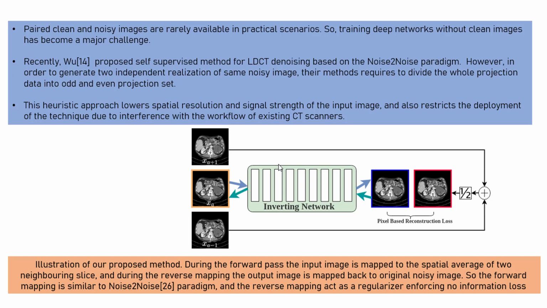In this study, we have proposed a self-supervised method for low-dose computed tomography image denoising, leveraging the recently proposed concept of invertible neural network. In our paradigm, during the forward mapping of the invertible network, the input image is mapped to the average of its two immediate neighboring slices. We have shown that it is similar to training a network using the noise-to-noise paradigm, and during the reverse mapping, the output image is again mapped to the original noisy image.